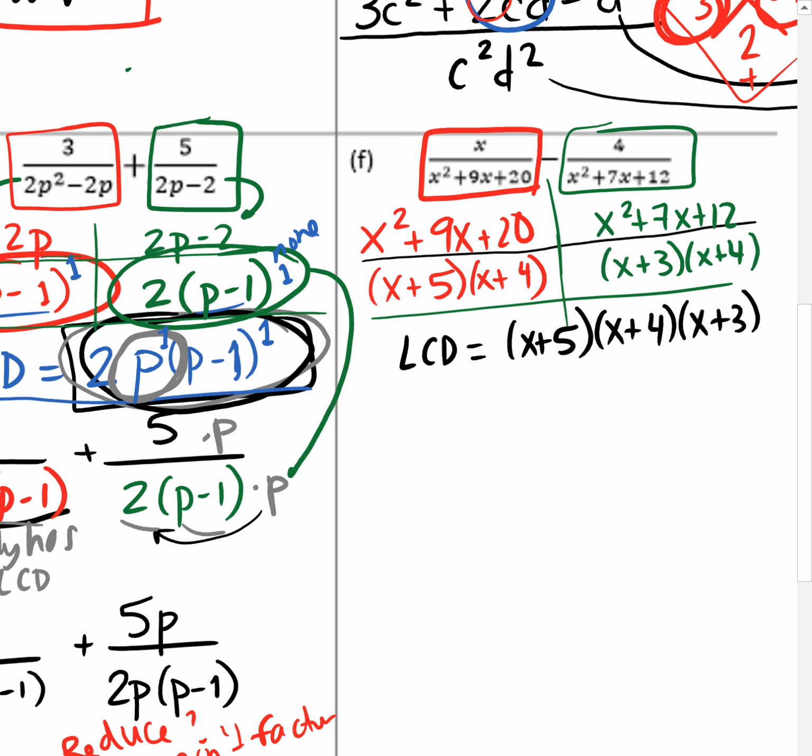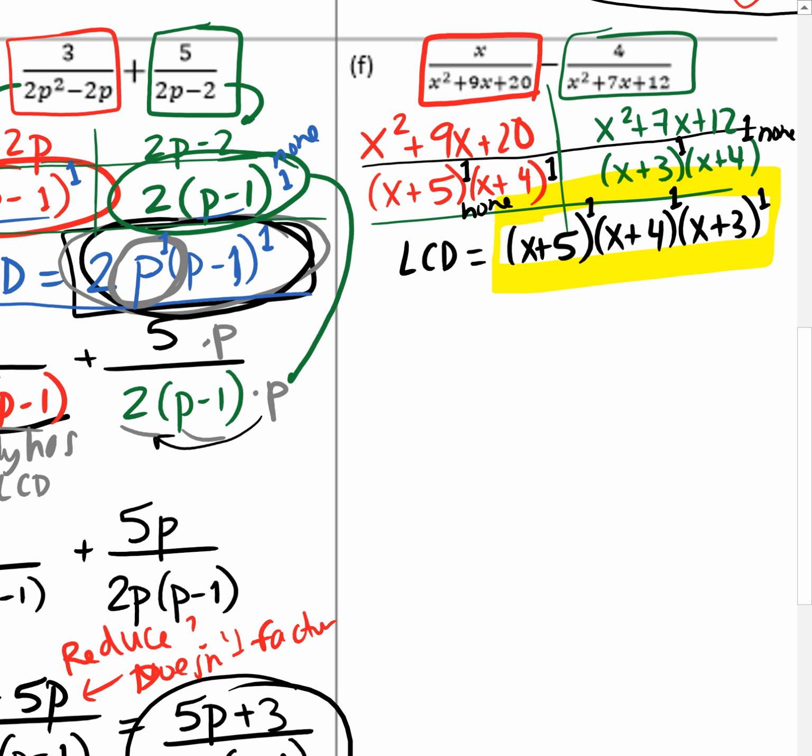For x plus 5, I see one of them on the left, none on the right. That means the larger is 1. For the x plus 4, I see 1 on the left and 1 on the right, so the larger of 1 and 1 is 1. They tied. And x plus 3, I see none on the left and 1 on the right. The larger is 1. So really the only thing we need is one of each of these guys: an x plus 5, an x plus 4, and an x plus 3.